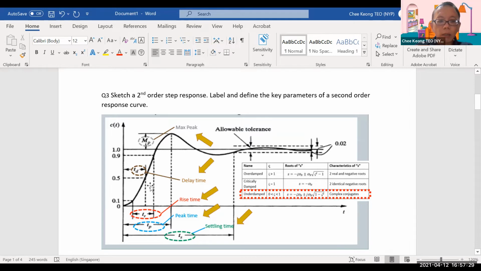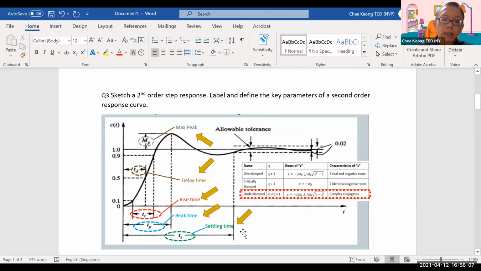Now, the T delay will be the point whereby the curve moves from 0 to 50% of its final value. The final value is 1 volt, and this will be the time taken for it to move from 0 to 50%. Now, T rise is the time for the signal to move from 10% to 90% in one case, and from 0% to 100% in the other case. So this is the rise time. T peak is the time for the signal to move from 0 all the way to its maximum peak.